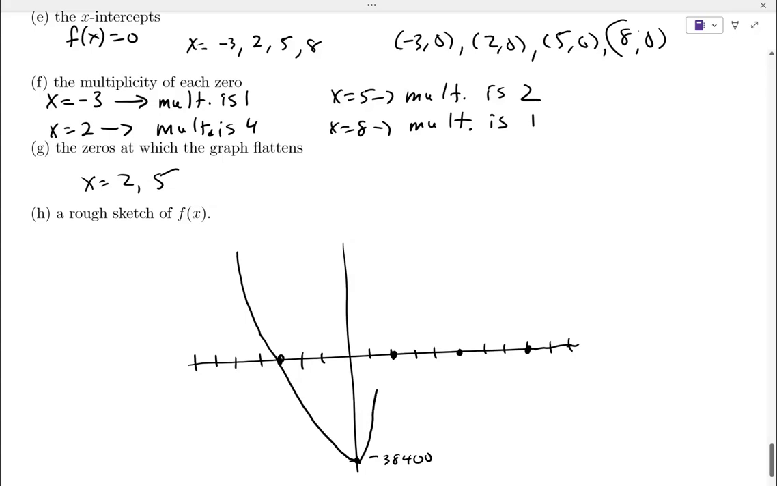And again, it's not going to be perfect. It probably doesn't turn around right on the y-axis, by the way. But we're just getting a rough sketch. That's the whole idea. We're just trying to get the big picture. We're not looking for the fine details.